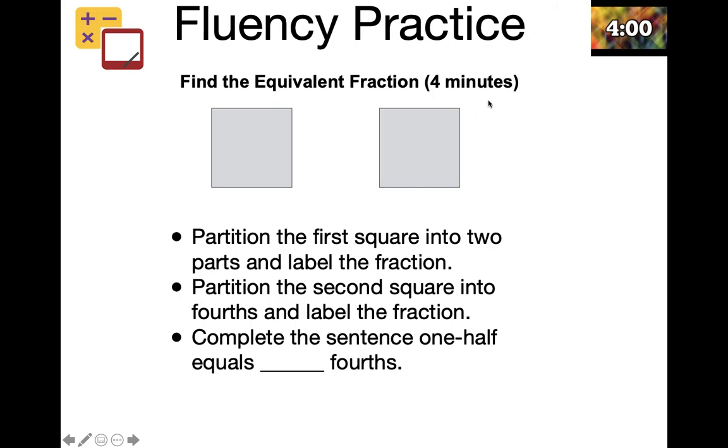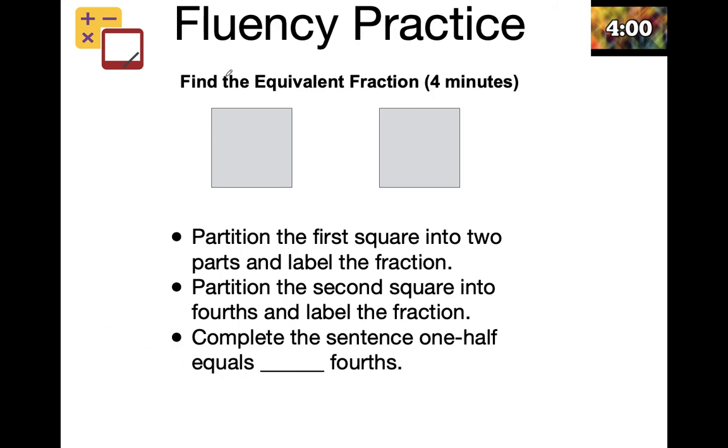We are going to start off quickly with a fluency practice. And with our fluency practice, we're just going to find the equivalent fraction using these two squares. Notice how the two squares are the exact same size. So the first rule or direction that we have is to partition the first square into two parts and label the fraction. So on your notebook, I would like for you to draw two squares that look the exact same.